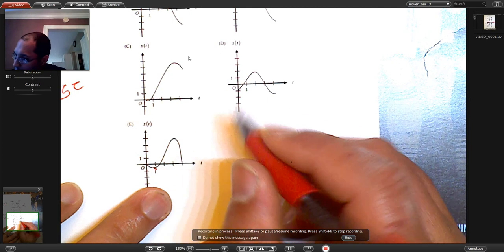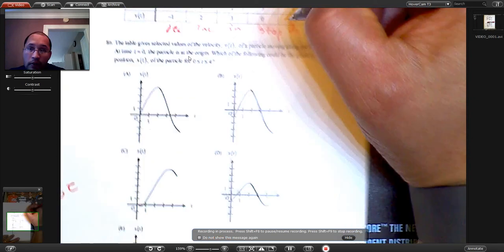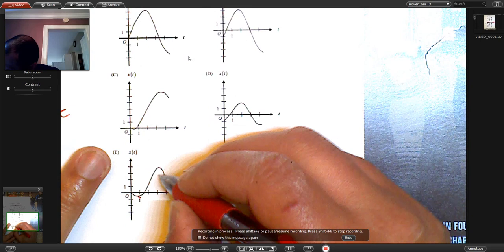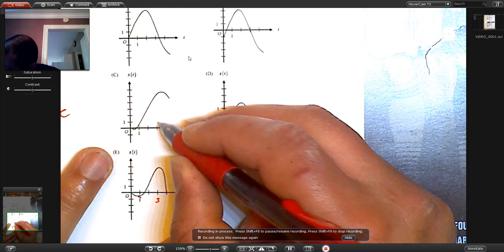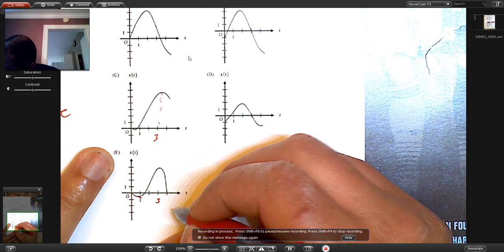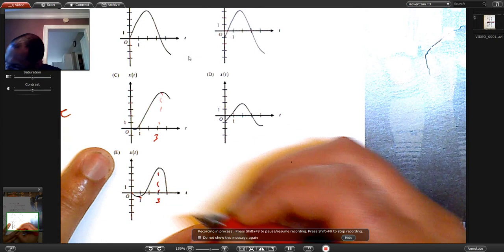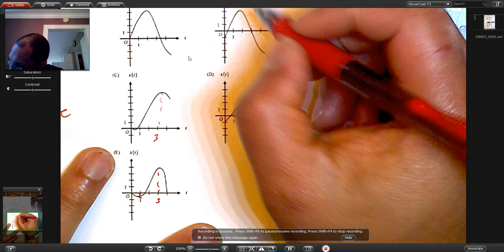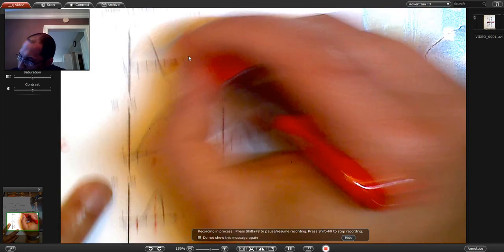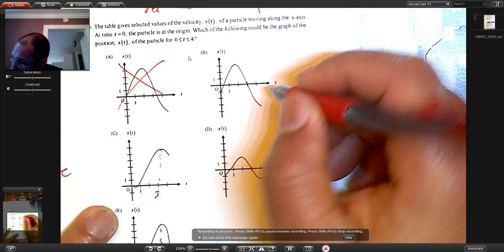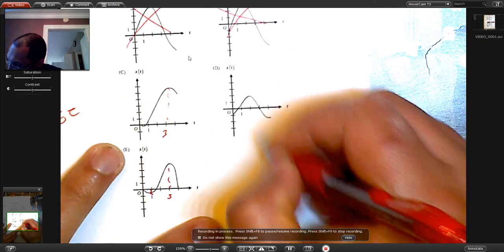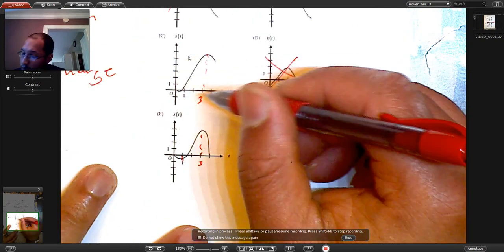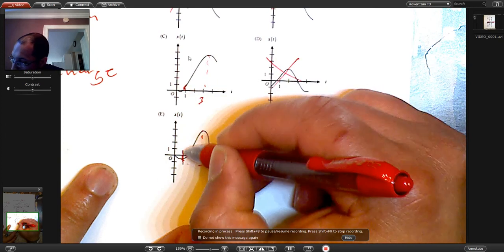We know it stops at 3 based on the table, so stops at 3, stops at 3, here's 3, and here's 3, both stopping at 3, okay? This one looks like it's stopping at 1. That's not decreasing right off the bat. That's not. So it's a battle between these two, and basically, I think that's increasing and that's stopped. So I think C is the best answer.